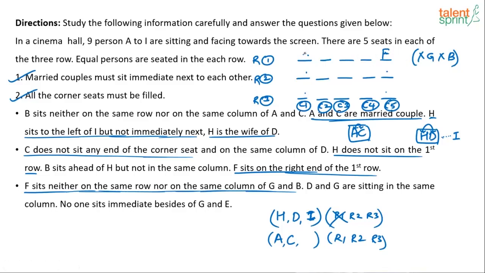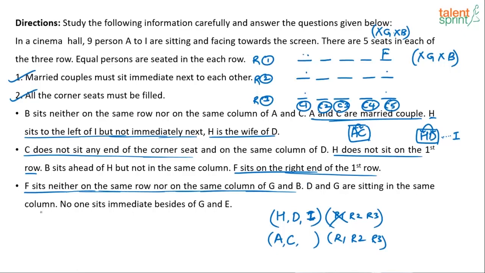Are you able to follow? G and B cannot come here. And G and B cannot come in column 5 also. So G and B neither belong to column 5 nor row 1, because F sits neither in the same row nor in the same column of G and B.